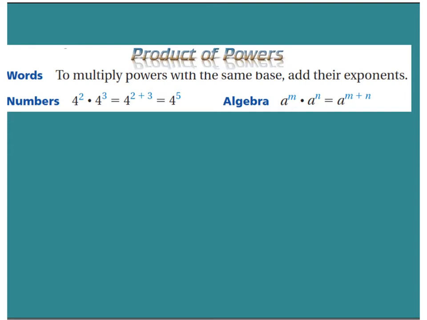To multiply powers with the same base, you're going to add their exponents. Here is a numbers example. Here is an algebra example with variables. Pause the video. Make sure you have this written down. We're going to have a total of 5 properties of powers. This is the first one. Product of powers is our first one.